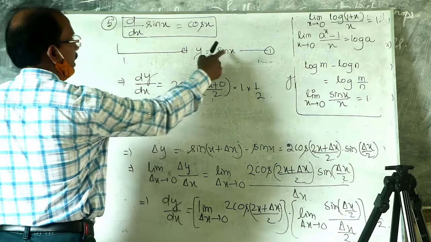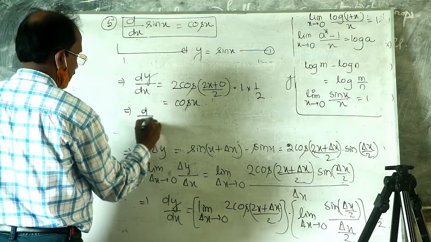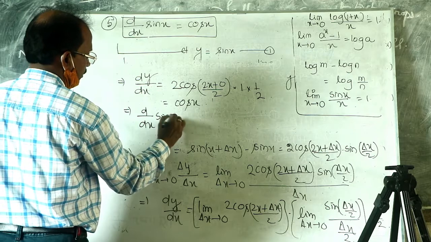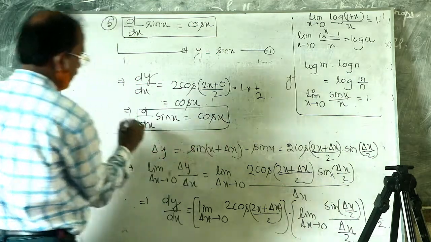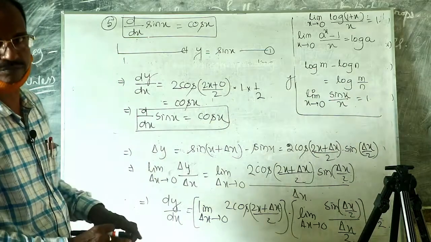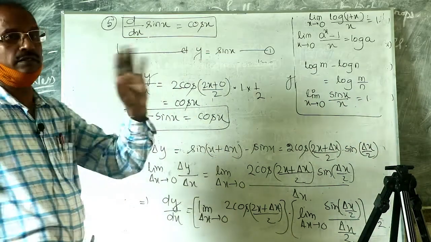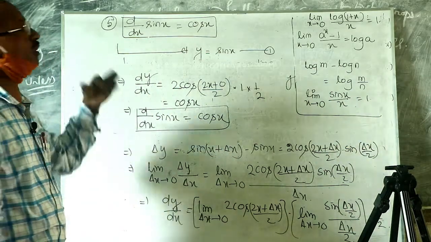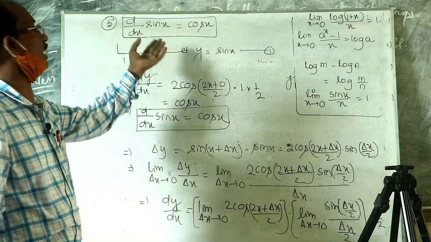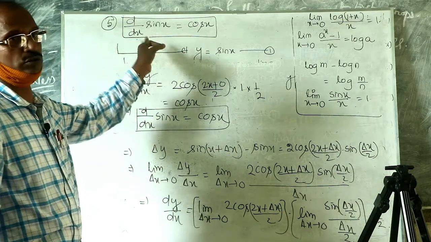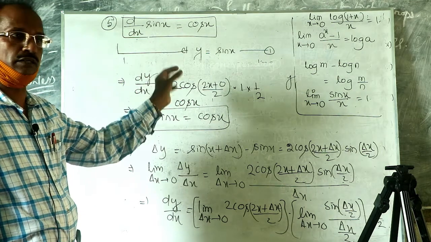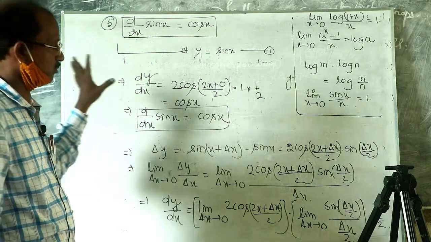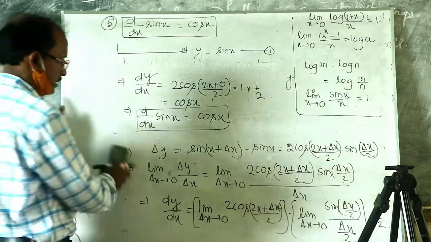So what is the value of y? The value of y is equal to sin x. Therefore the derivative of sin x is equal to cos x. Derivative of sin x is equal to cos x. Similarly, you can prove the other trigonometric functions: sin, next cos, tan, cot, sec, cosec, sin inverse, cos inverse, sec inverse, and so on.